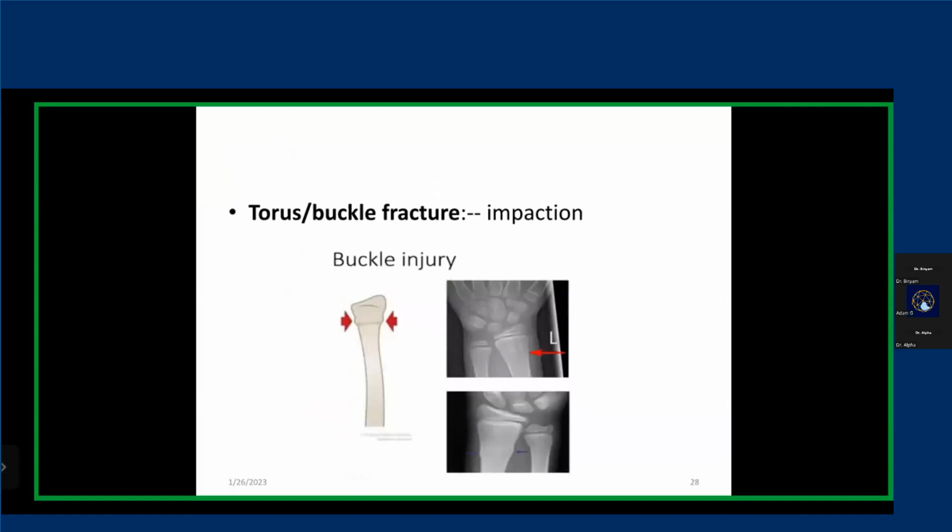So the other common type is a torus or buckle fracture. This happens because of impaction. It happens at the metaphysis and diaphysis junction, and it's an impaction kind of fracture. It's a very benign fracture, usually heals in a week or so. So torus, the word means protuberance or swelling. And here you can see the red pointer shows a kind of swelling. So it's a compression kind of fracture.